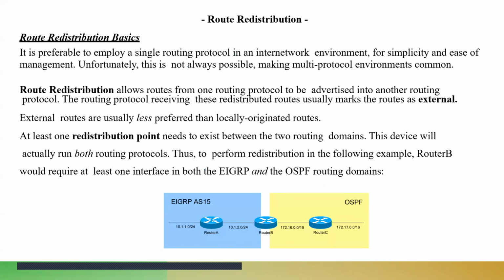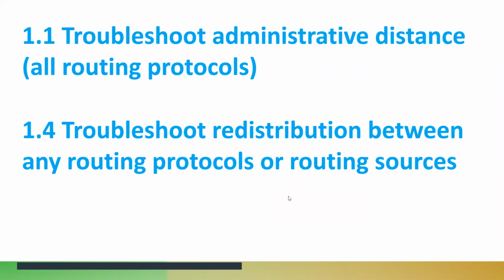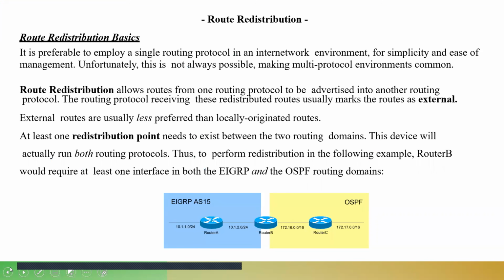Now, if you want to learn or exchange routes between different routing protocols, then we have to do route redistribution. So suppose you want to send EIGRP to OSPF, or OSPF to EIGRP. We need to do the redistribution. Now, there are some very important points that we should understand while doing the redistribution.